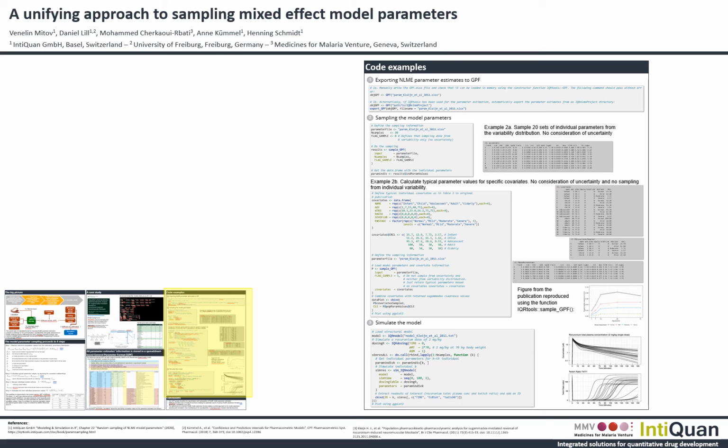Next, we use the function sample GPF from the IQR tools package to calculate typical parameter values and to sample from the inter-individual variability distribution. And finally, we call the function sim-IQR models from IQR tools to simulate individual PK/PD profiles.